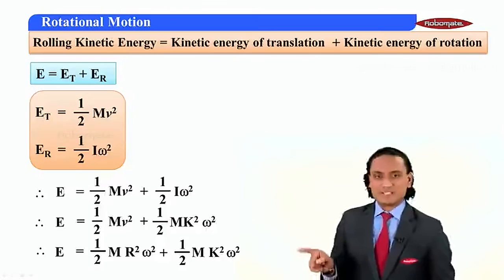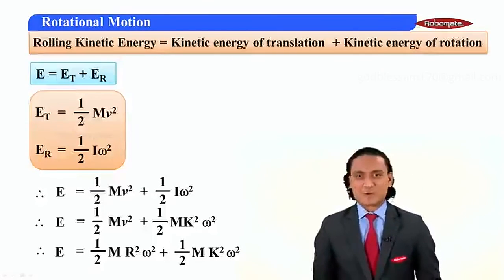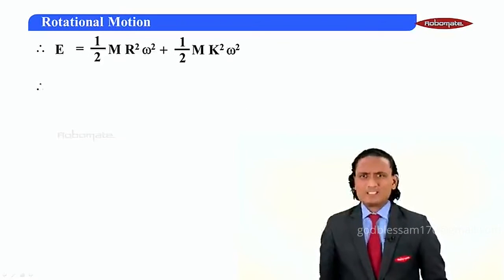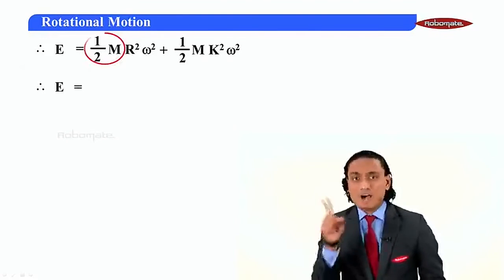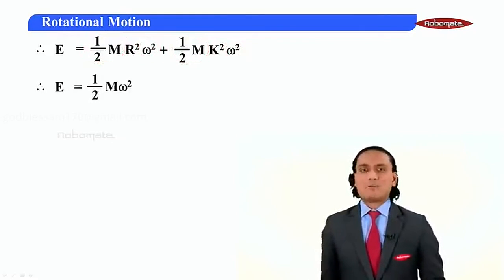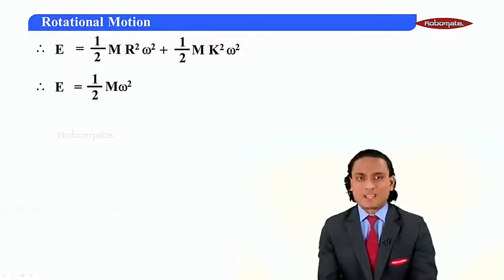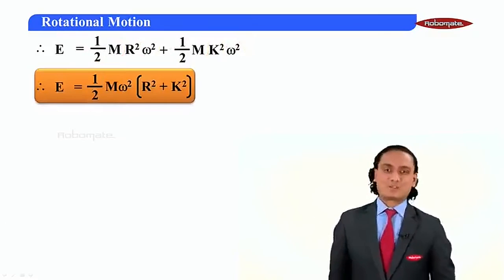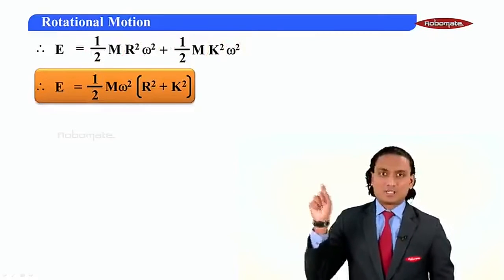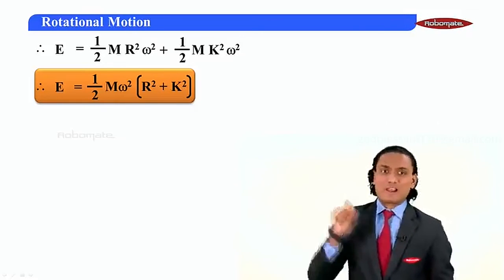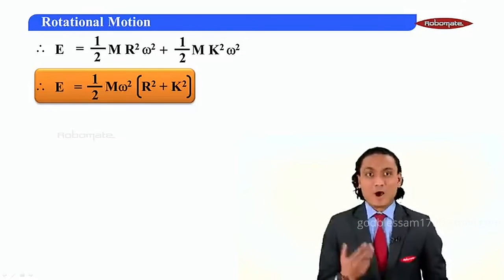Now students, you see this expression is getting very interesting. Let's carry this forward. Is anything common over there? Yes, half m is common, and omega square is also common. So I can pull out half m omega square. What will I get inside the bracket? You will get r square plus k square. Now students, I have boxed this, because this expression will be very, very handy in problem solving. But this is not our final expression. We can simplify this.